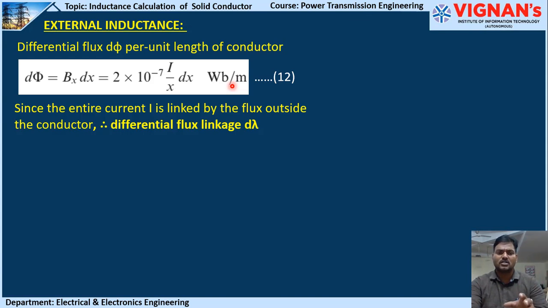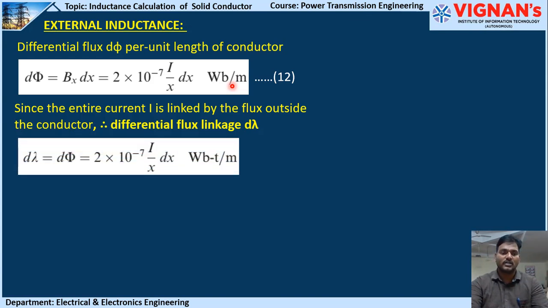Therefore the differential flux linkages will be the same as the differential flux. So this is important here: d lambda is equal to d phi for external inductance calculation. When you are calculating the inductance or flux linkages inside the conductor, you have to take a fraction of this flux. Whereas whenever you are calculating the external inductance, the current enclosed is the current flowing entirely through the conductor. Therefore the flux linkages is equal to the differential flux.